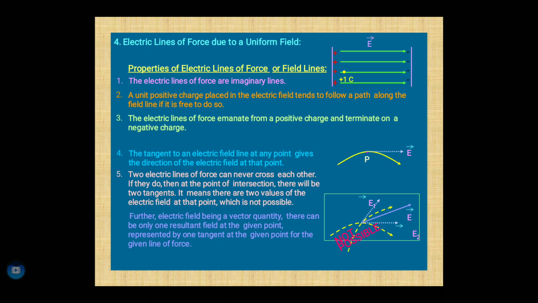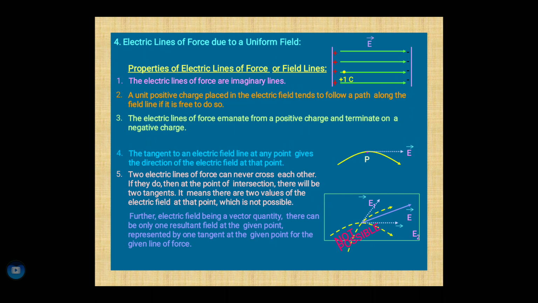Now, electric lines of force due to a uniform field are always equidistant and straight. Now, the properties of electric lines of force, or you can say field lines. The electric lines of force are imaginary lines. Second, a unit positive charge placed in an electric field tends to follow a path along the field line if it is free to do so.